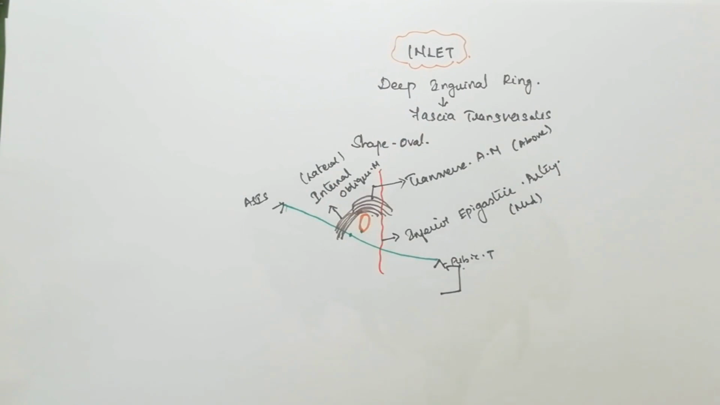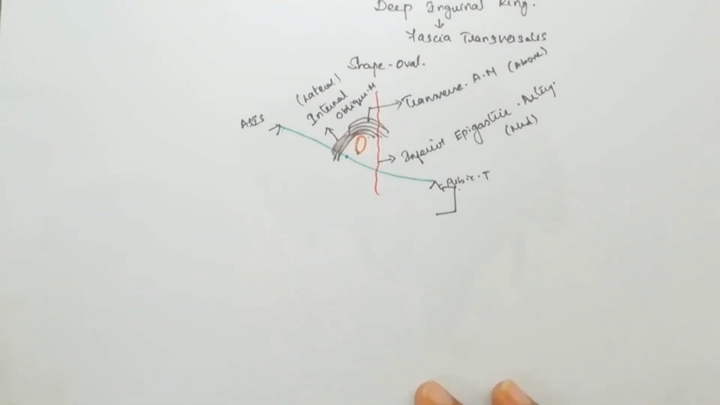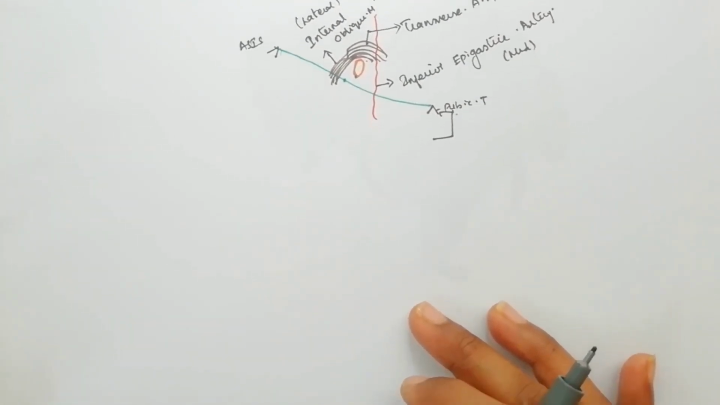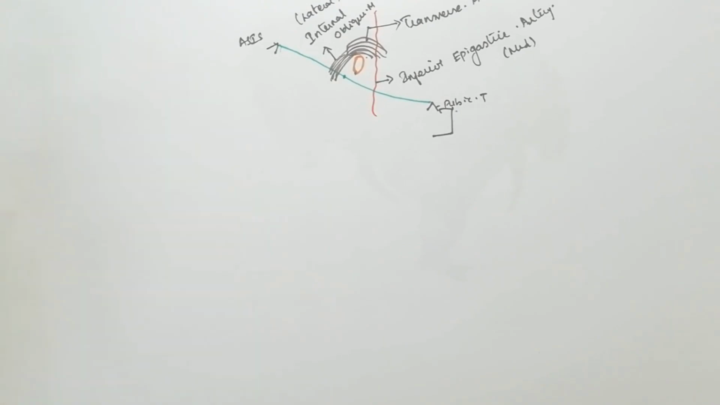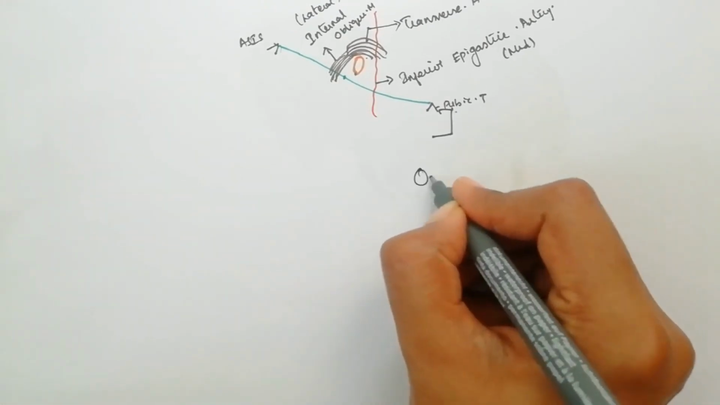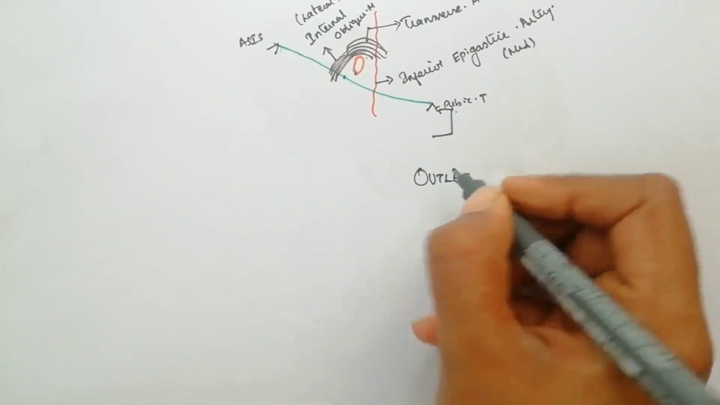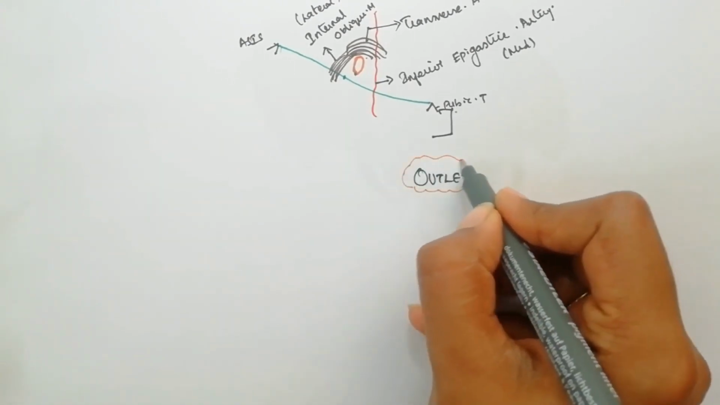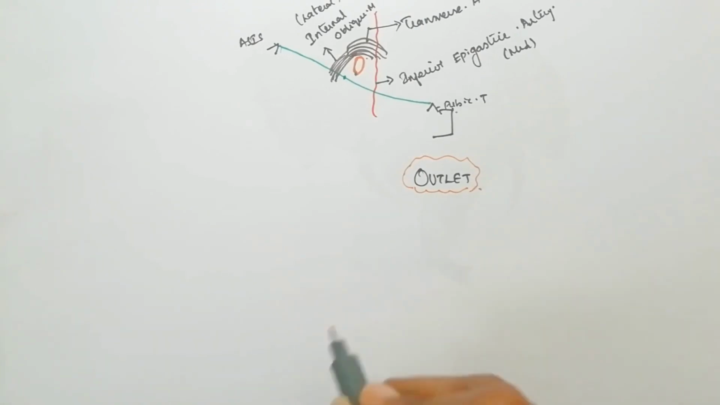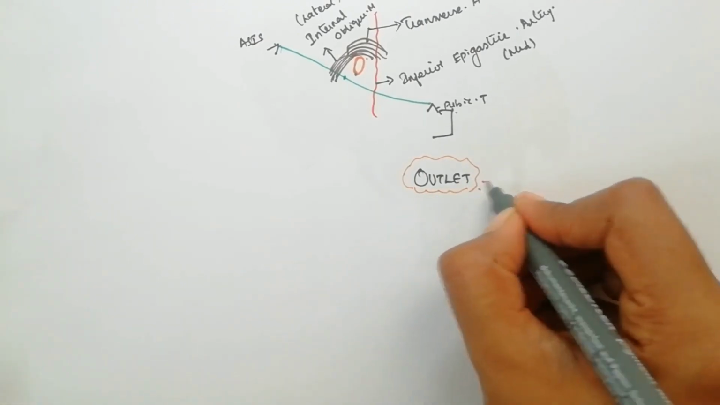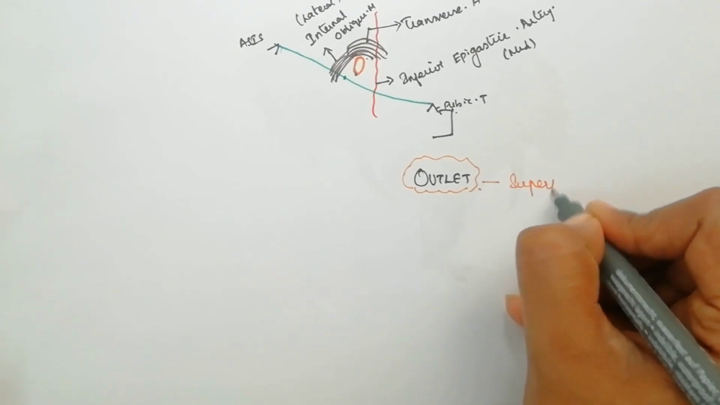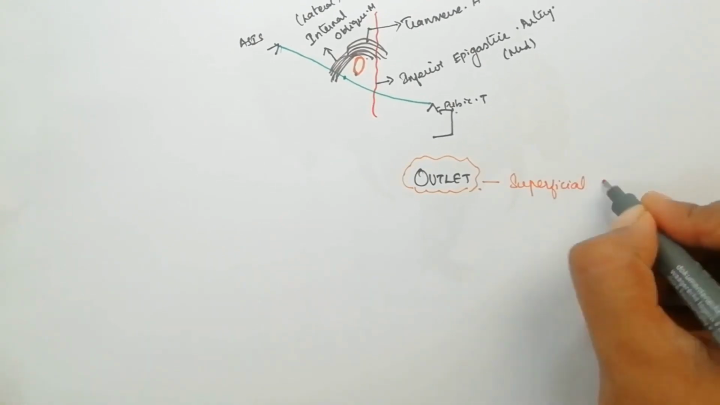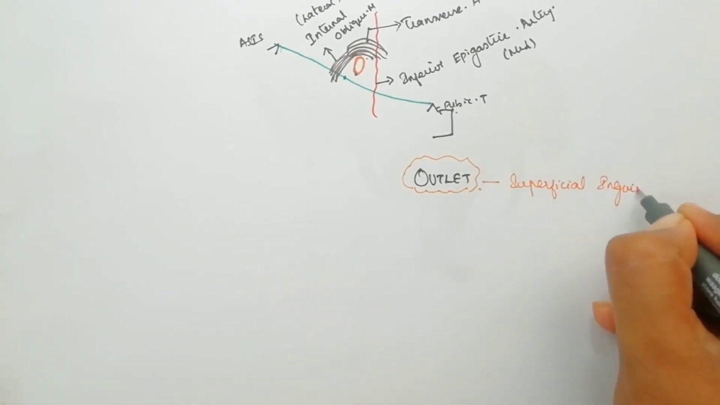Now we are going to see about the outlet. So we are going to deal with the outlet of the inguinal canal. This outlet is called the superficial inguinal ring.